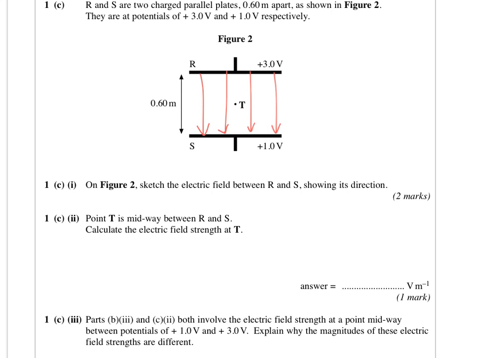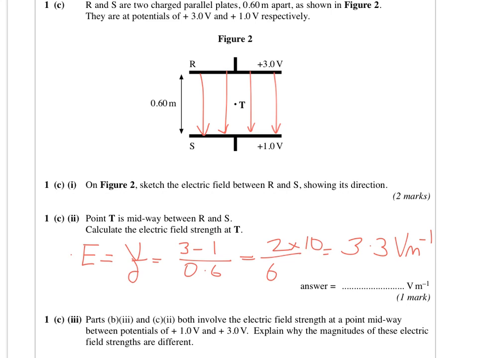Point T is midway between R and S. Calculate electric field strength. So field strength in a uniform field is V over D. So V in this is going to be 3 minus 1 because that's the potential difference. D is 0.6, and so we end up with 2 divided by 0.6, so 20 divided by 6 gives you 3.3 volts per meter as your unit of field strength.